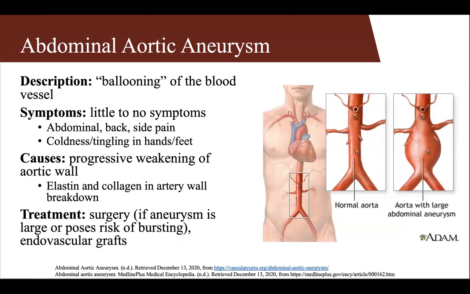Another example of a pathophysiology of arteries specifically is abdominal aortic aneurysm, which is when the blood vessel balloons due to the weakening of the walls and the accumulation of blood in the region. There are little to no symptoms of what is referred to as AAA, but if you do experience any at all, there'll likely be pain in the abdomen, back, or side, as well as coldness or tingling in your hands or feet. The weakening of the artery wall is caused by a breakdown of the elastin and collagen that's present there.